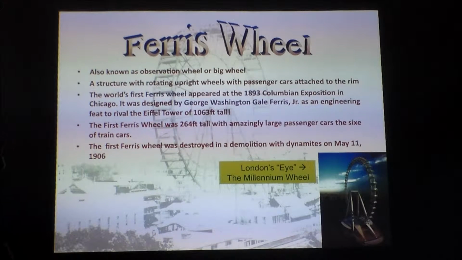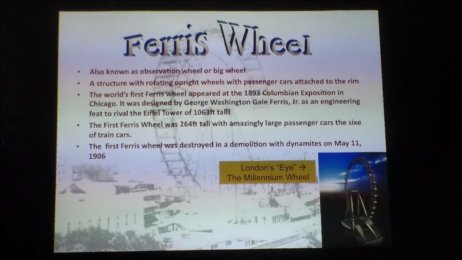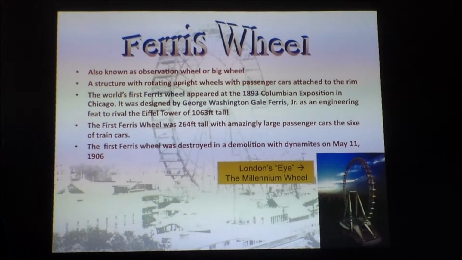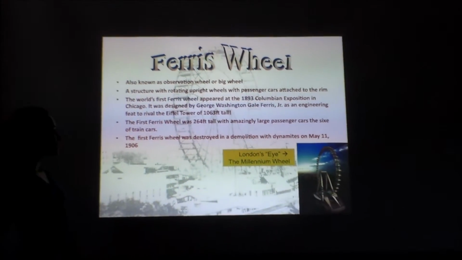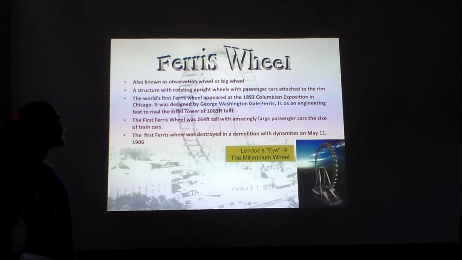The Ferris wheel is also known as an observation wheel or big wheel. It's a structure with rotating upright wheels with passenger cars attached to the rim. The world's first Ferris wheel appeared at the 1893 Columbian Exposition in Chicago. It was designed by George Washington Gale Ferris Jr.